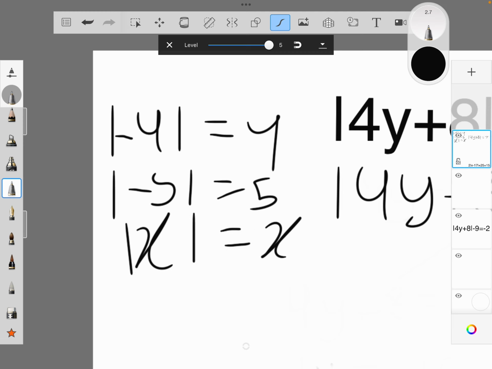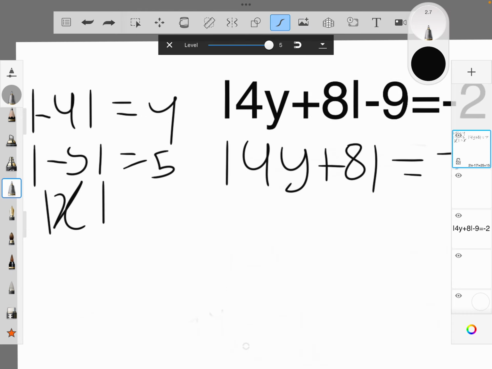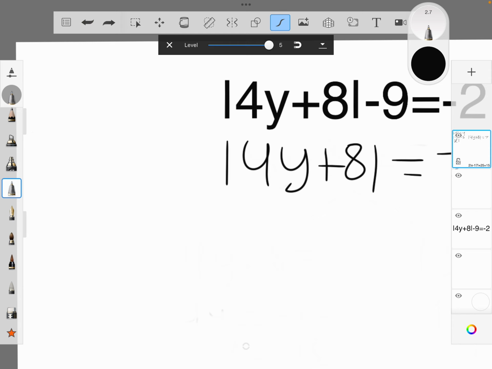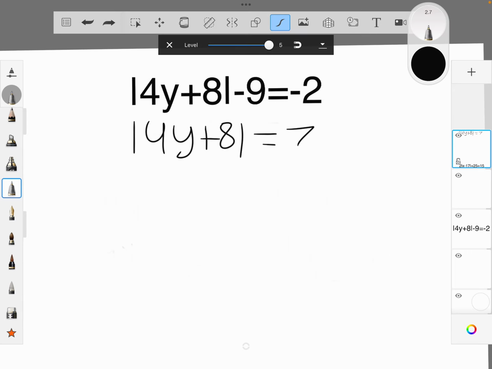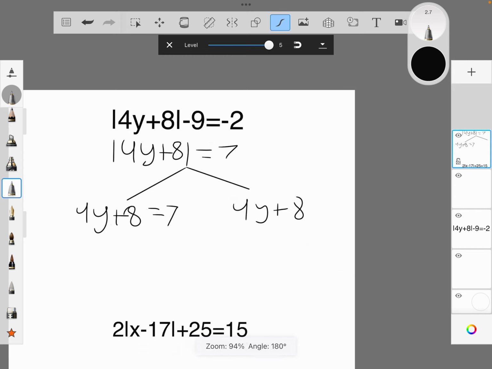Okay, so now that we have that out of the way, it's like solving quadratics, but a little bit different. You need to split the equation into two different paths. One side of the equation will be 4y plus 8 equaling 7. So that's the normal part. But then the weird part of the equation is 4y plus 8 equaling negative 7.